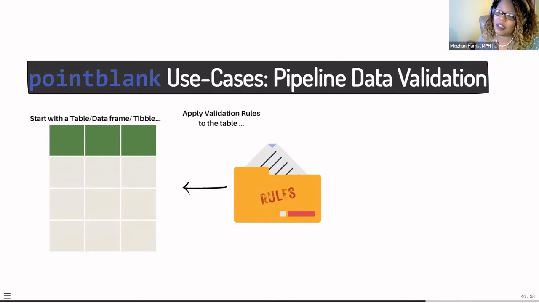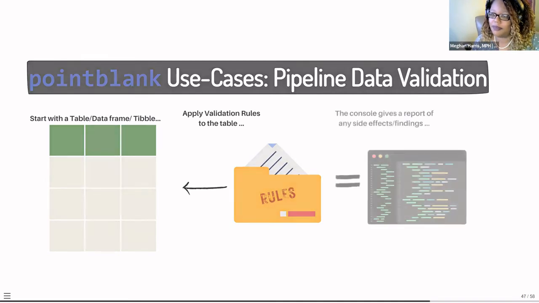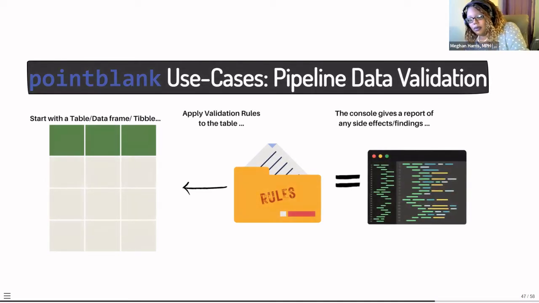But now this time, instead of using this intermediate function of agent and interrogating and all that stuff, we're literally just going to take the validation rules and strictly put them on the table. And what this is going to do is give a report of any kind of side effects or findings straight to the console. And this works this way so that you can integrate these functions into your existing pipelines.